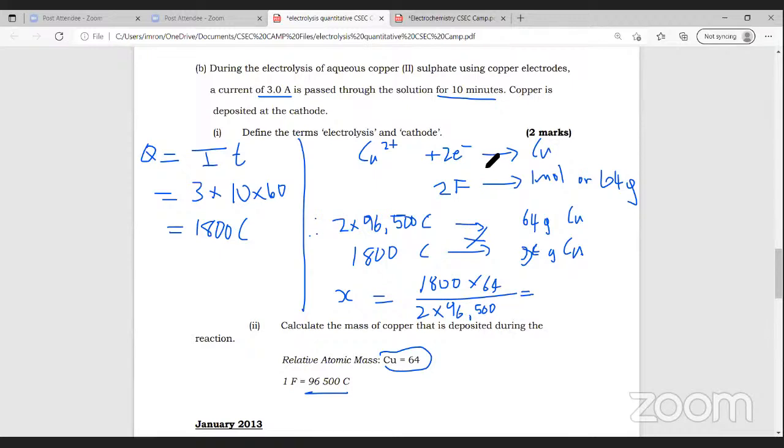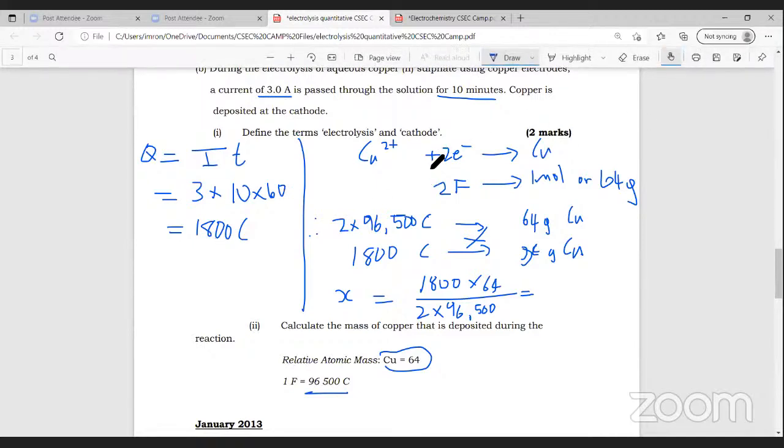So just to recap, we first find the quantity of electricity that passed through, and that is given by the current times the time in seconds. So that's 3 amps times 10 minutes. To convert the minutes to seconds, multiply by 60. You get 1,800 coulombs. And then you go to the half equation to figure out the relationship between the charge that produces a certain amount of the substance deposited. Here you can see that 2 moles of electrons have to pass to give you 1 mole of copper.